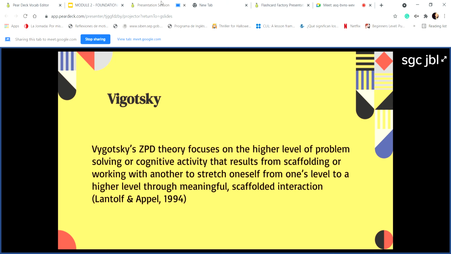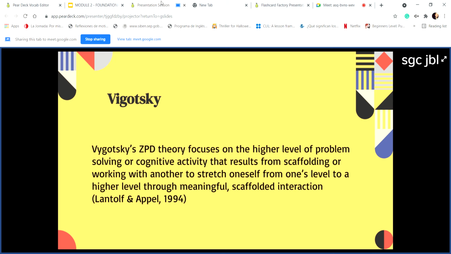Vygotsky's ZPD theory focuses on the high level of problem solving or cognitive activity that results from scaffolding or working with another to stretch oneself from one's level to a higher level through meaningful scaffolded interaction.